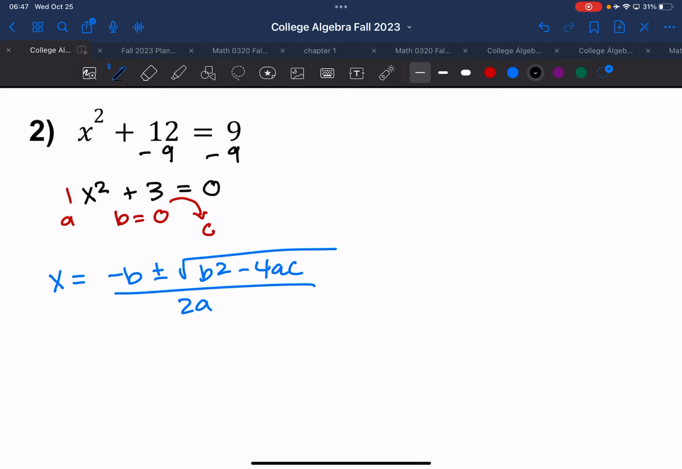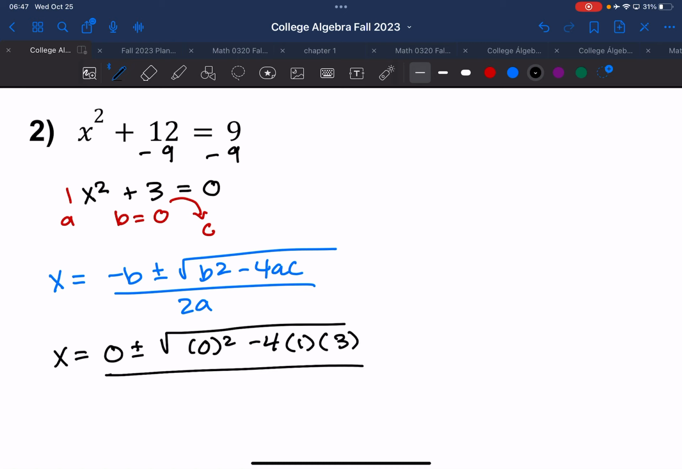Then we can start plugging everything in. So we have x is equal to negative b. So what would I write there? 0, right? Because we can't have a negative 0. I would just write 0. Plus or minus the square root of 0 squared minus 4 times, what's a? 1 times c, 3, all over 2 times a, 2 times 1.